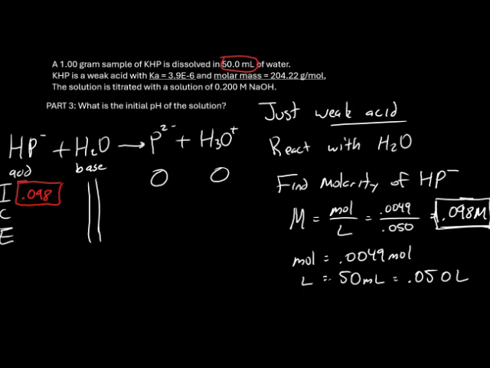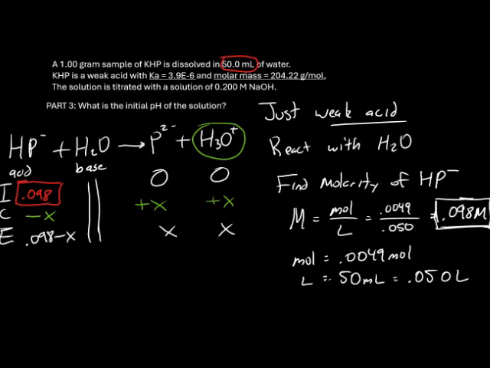When we react, we know this is going to go down by some amount because we'll use some of it up, and then we'll gain a little bit of P²⁻ and a little bit of H3O⁺. It's the H3O⁺ that will help us find the pH. So at equilibrium, our HP⁻ will be 0.098 minus X, our P²⁻ will be X, and our H3O⁺ will also be X.